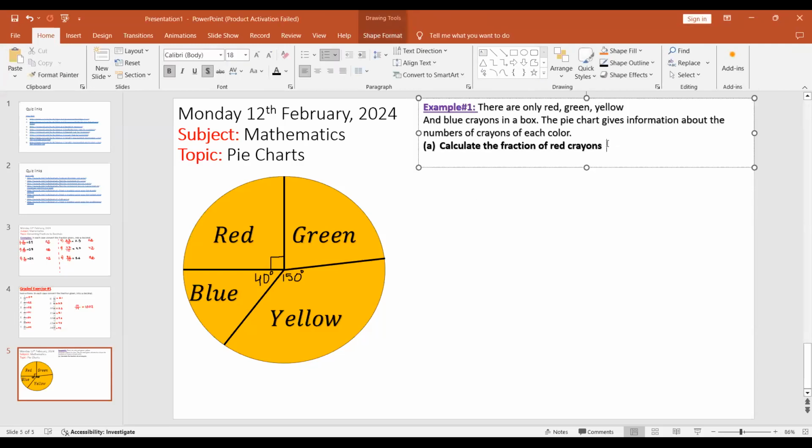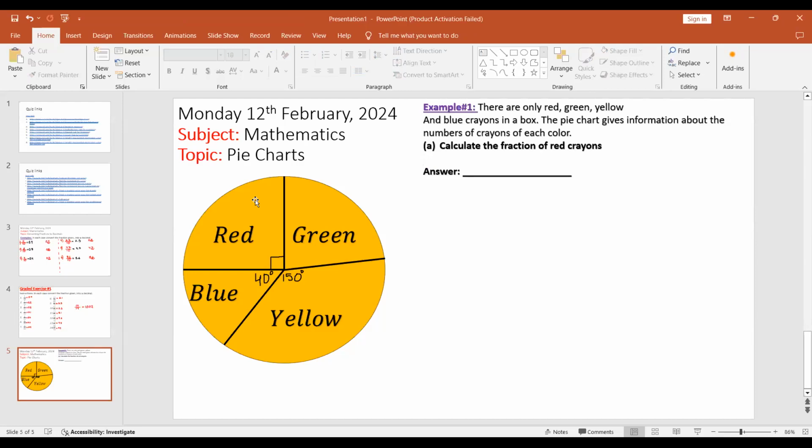So let me put the answer here. Because you see the little box, which means 90 degrees. That would be an answer. So 90 degrees is your answer, but they said they want a fraction. That's what they want. So it's 90 over 360.